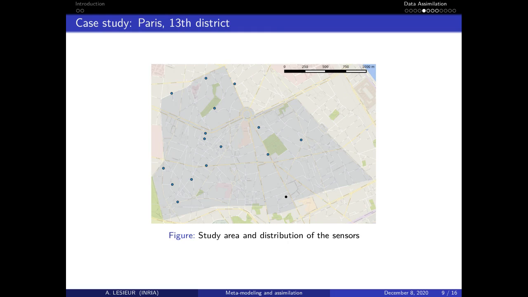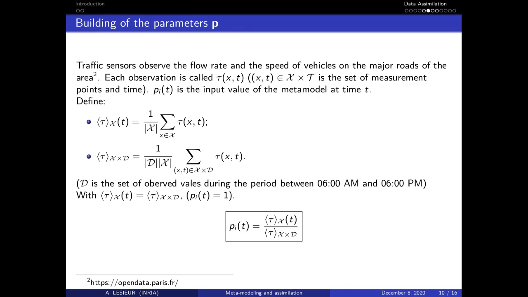So this map shows our case study, the 13th area of Paris. The points are the locations of the sound level meters used as observation points. So, traffic sensors observe the flow rate and speed of the vehicles on the major roads of the area. The first term, the bracket of tau x, is the average at a given time of the traffic data, and the bracket of tau x times d is the annual average data for the daytime, which corresponds to the unperturbed input data. The input parameter of the metamodel is then the ratio of these two.